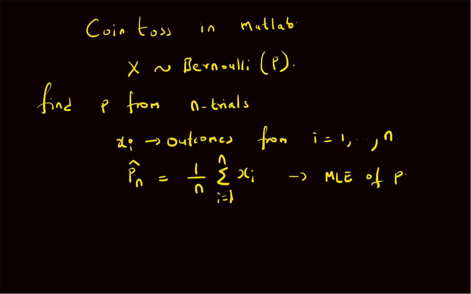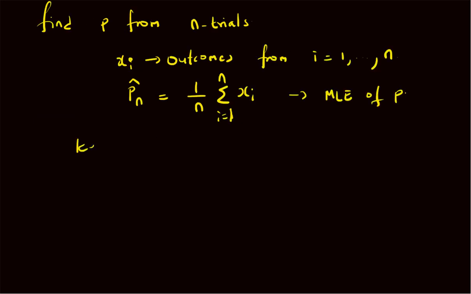Now let us look at writing a MATLAB code for finding this value. The key for finding this Pn using MATLAB is that we have to generate these xi sequentially, that is we generate these random variables using a Bernoulli distribution, and then we try to find the value of P hat sequentially.